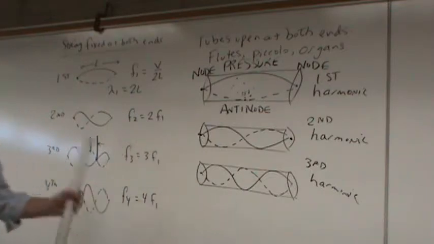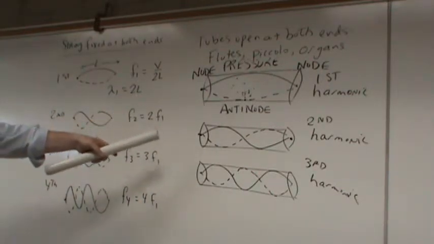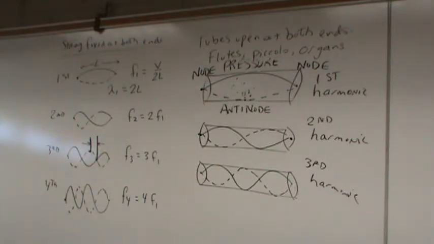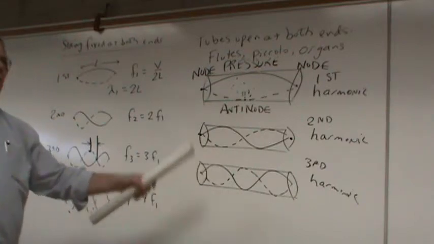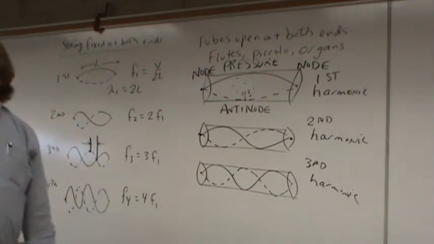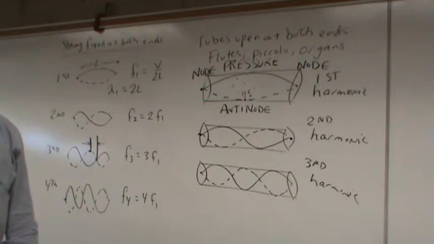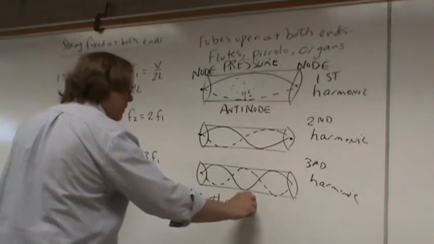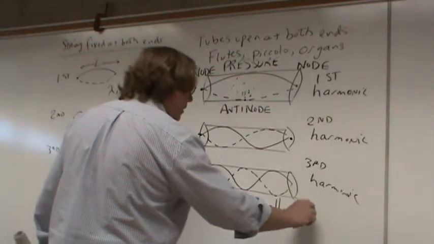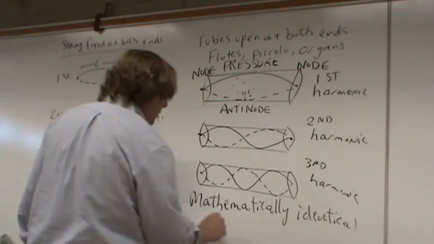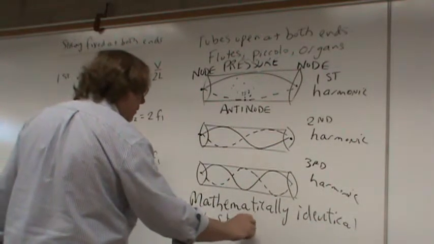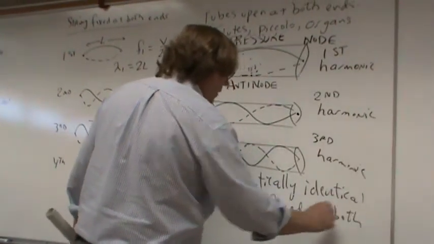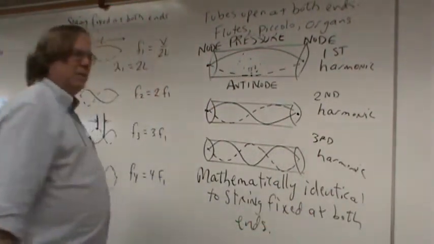Equal. But I'm showing you this to convince you, hey, a tube open at both ends, mathematically, is identical to a string fixed at both ends. If you're going to have a node on both ends, I don't care if you're a tube or a string, all of your harmonics are going to look the same, right? So I just want you to see that this is mathematically identical to a string fixed at both ends. It's the same darn thing.